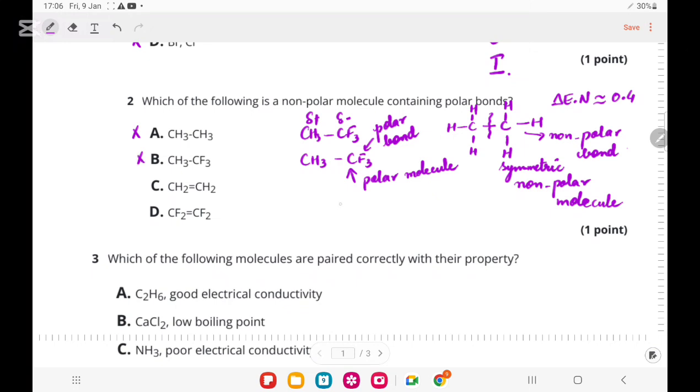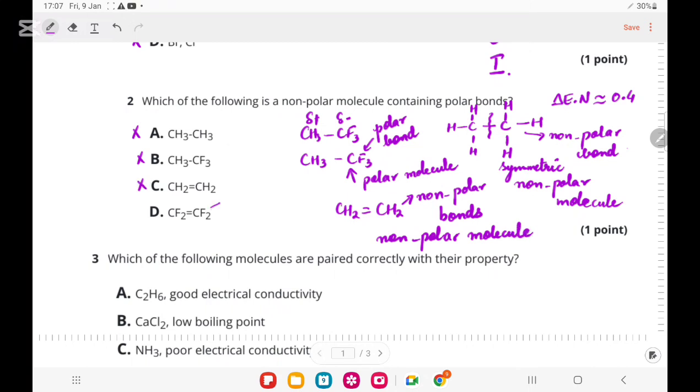While if we see CH2 double bond CH2, then it has non-polar bonds, while the molecule is also a non-polar molecule because it is symmetric. So this option is also incorrect.